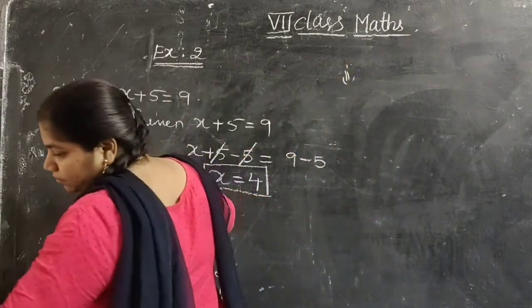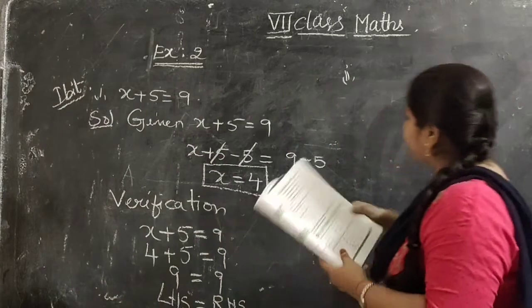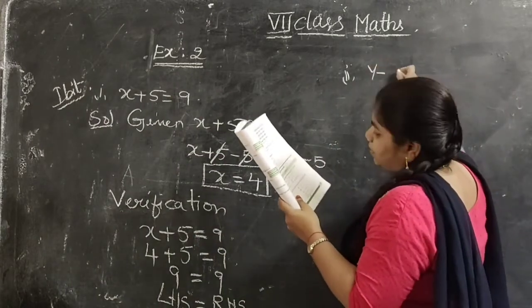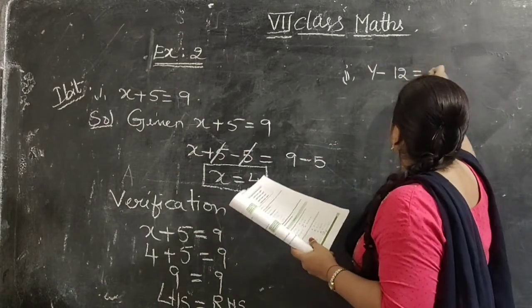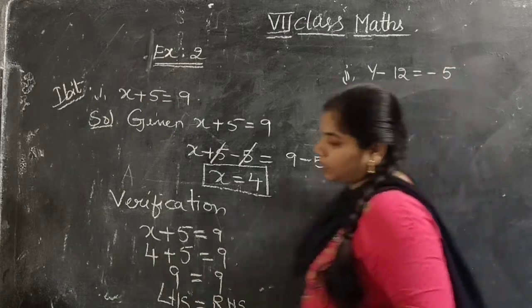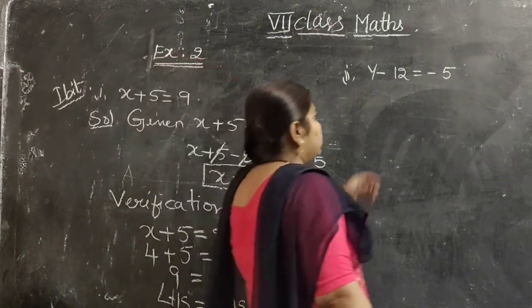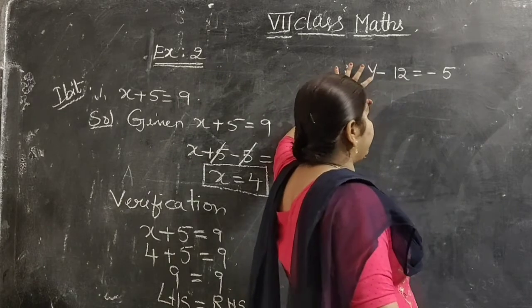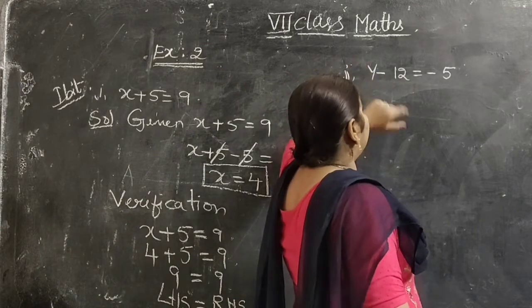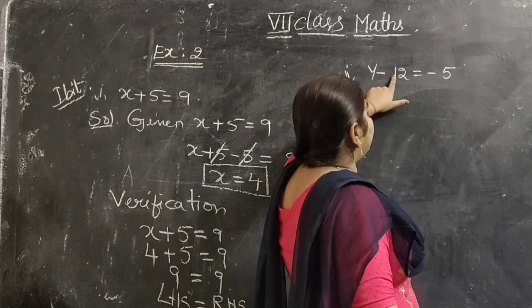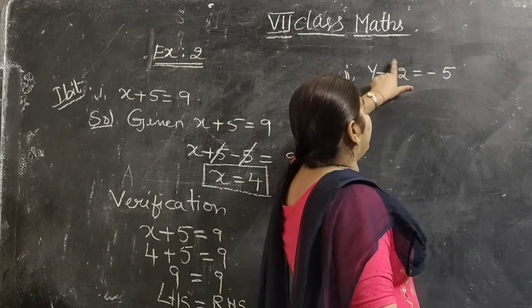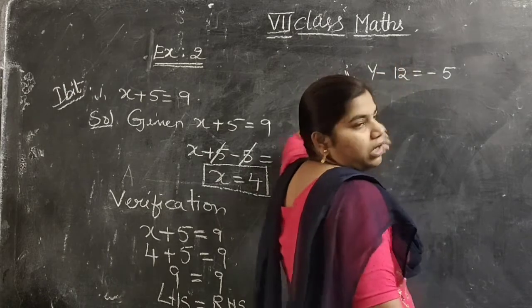Now the second one, y minus 12 is equals to minus 5. Which value do we have to find? We have to find the value of y. This minus 12 is linked with y, so we have to eliminate this minus 12 now.